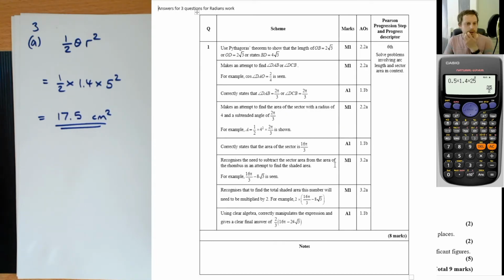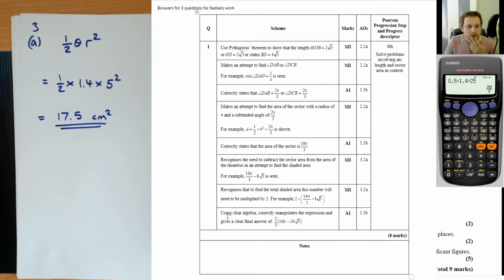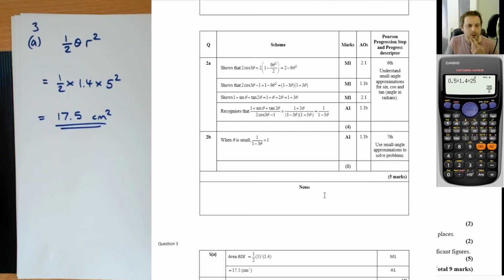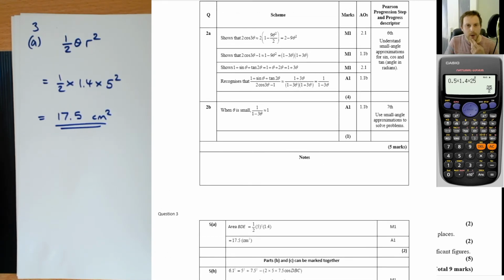All right, there we go. Right, so that's the mark scheme for number 1. So it's maybe going to be a bit tricky to mark because, you know, lots of little parts. That's number 2, and okay, 17.5. There you go.